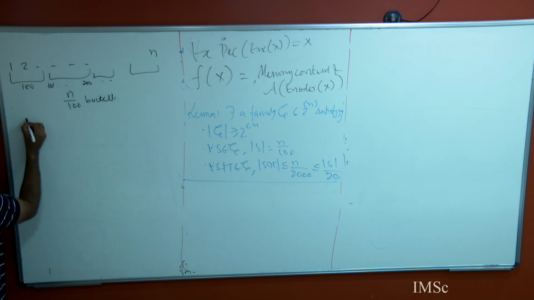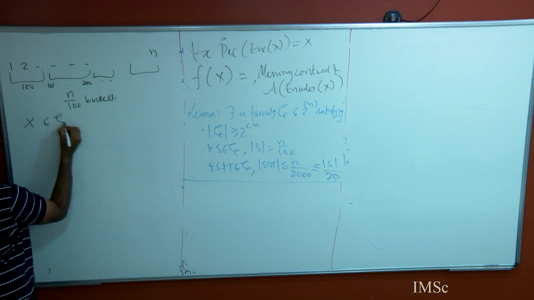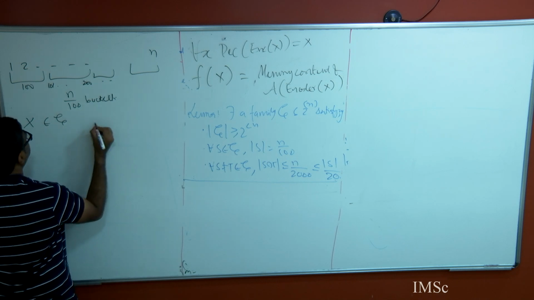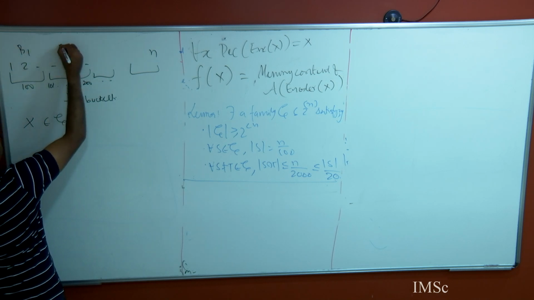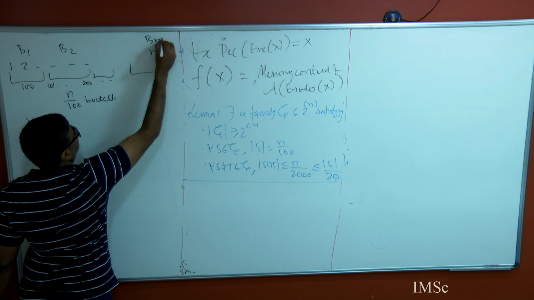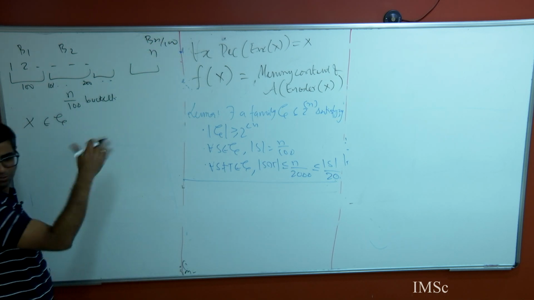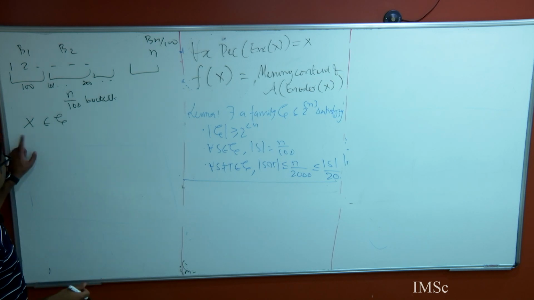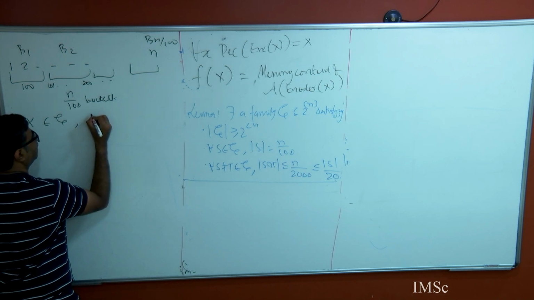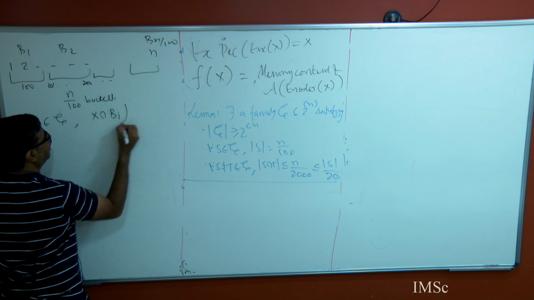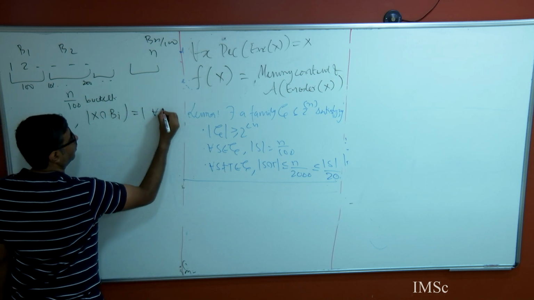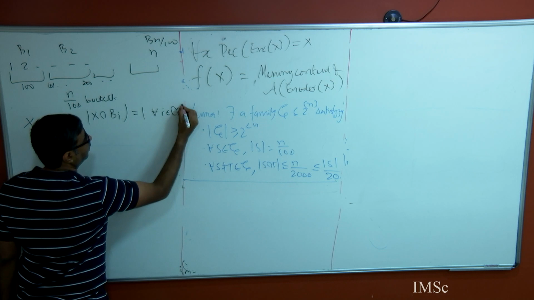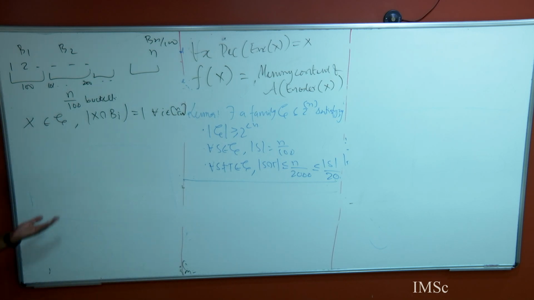Now any x in C has a property. Suppose this is bucket 1, bucket 2, up to bucket n over 100, and assume that n is a power of 100, like 100 divides n. What is the property of x? That x intersection bi is exactly equal to 1 for all i in n by 100. Then clearly every set has size n by 100. So this is perfectly fine.